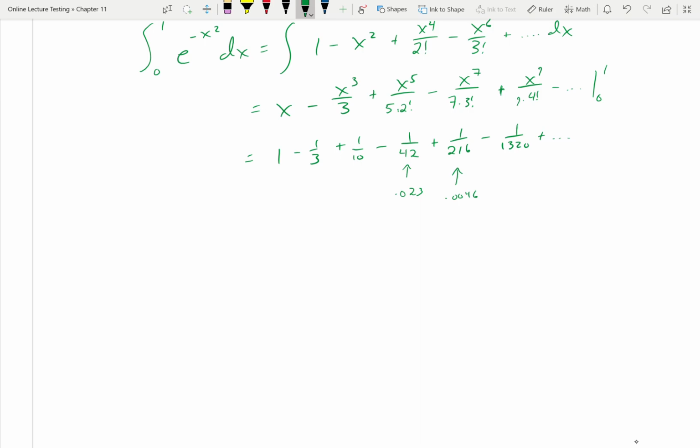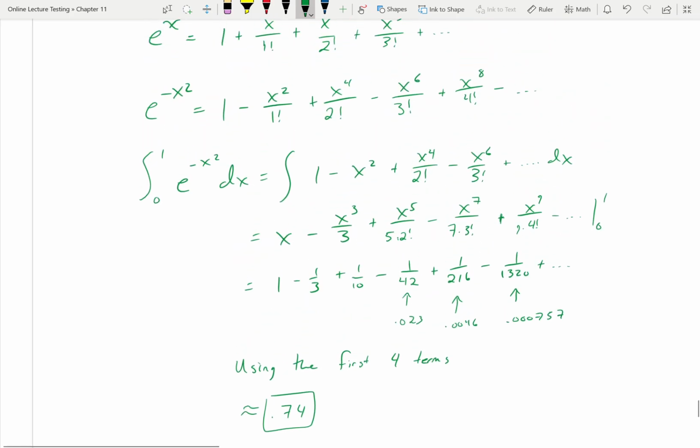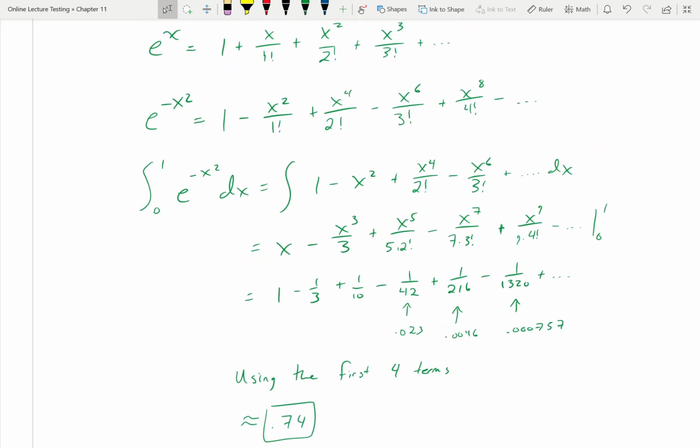So therefore, using the first four terms, we can approximate this to be 0.74. And just to give this value, 0.0757, because I've already got it written down. So just using the first four terms of this series, we're able to establish the area underneath the curve of something that we would not have been able to find the antiderivative of.